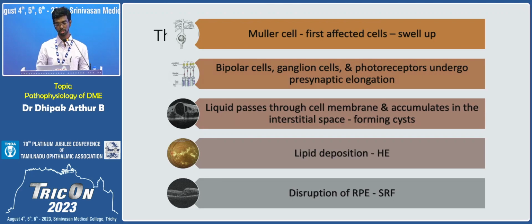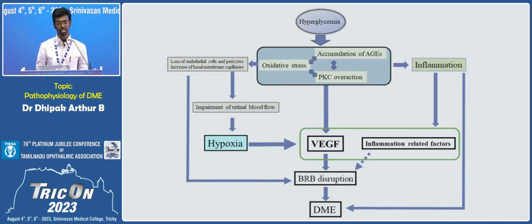And again, as we know, lipid deposition because of all this leads to hard exudate formation, and a disruption in the retinal pigment epithelium also gives rise to subretinal fluid. So these are the different anatomical changes that we can see. Summarizing it, there's hyperglycemia, there are all these bad chemicals that come up, they induce angiogenesis, they induce inflammation, and ultimately all these chemicals together play a role in the blood-retinal barrier disruption, leading to diabetic macular edema.